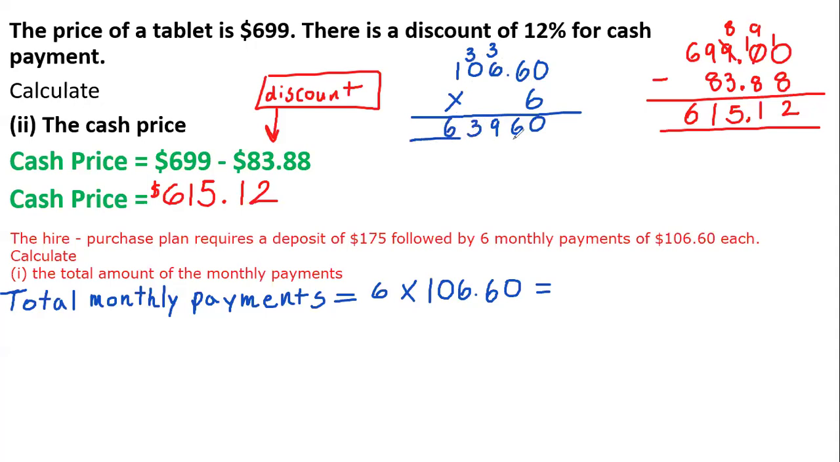Very good. So it's going to be that. We're going to put the point right here because there are 2 numbers behind the decimal point. So the answer is $639.60.